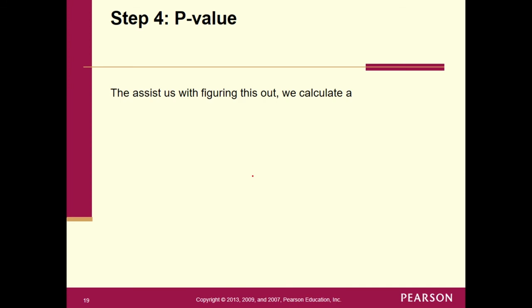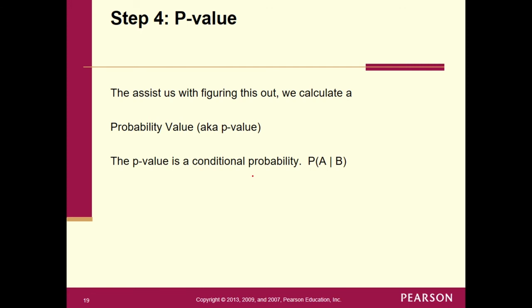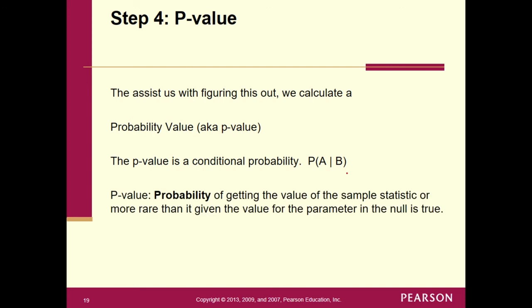So this can all be confusing, especially when you aren't using standard errors in other hypothesis testing. And so what we do is change everything into a probability. That's where the p-value comes in. So the probability value, aka p-value. The p-value is a conditional probability. Remember talking about conditional probabilities? Probability of A given B. So the p-value is the probability of getting the value of a sample statistic, or more rare than it, given the value for the parameter, that the null is true.